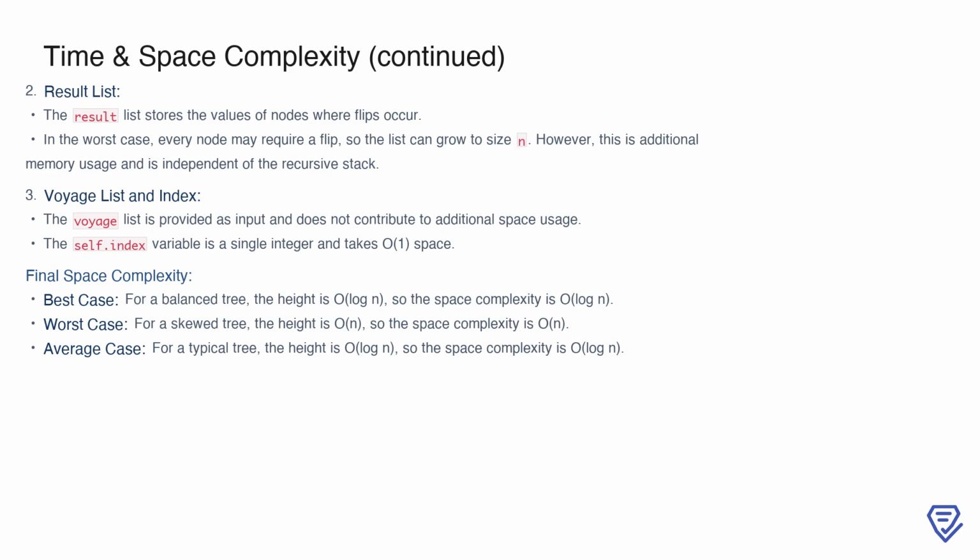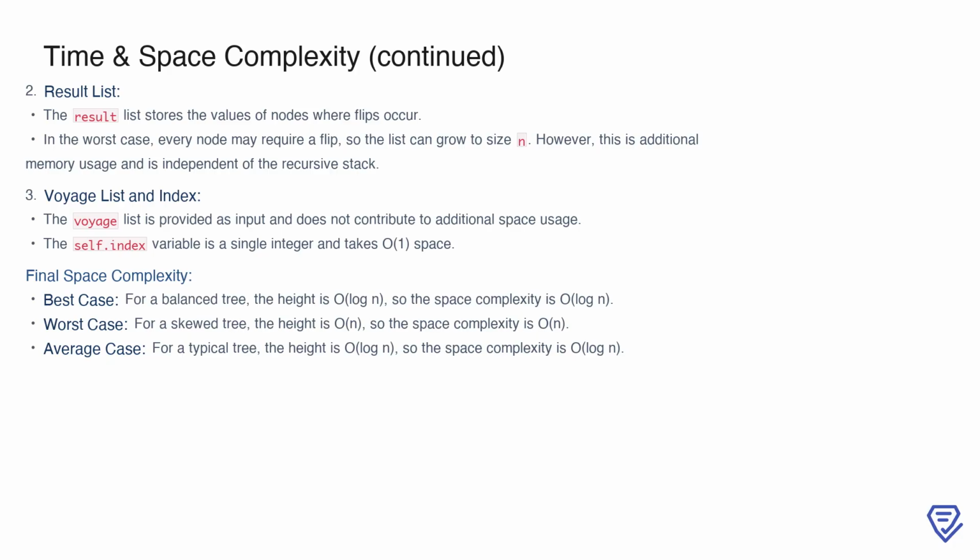Continuing with the space complexity, we also need to consider the result list. This list stores the values of nodes where flips occur. In the worst case, every node may require a flip, so the result list could grow to size n. However, this additional memory usage is separate from the recursive stack. The voyage list, on the other hand, is provided as input and does not contribute to additional space usage. Similarly, the index variable, which keeps track of our position in the voyage list, is just a single integer and takes O(1) space.